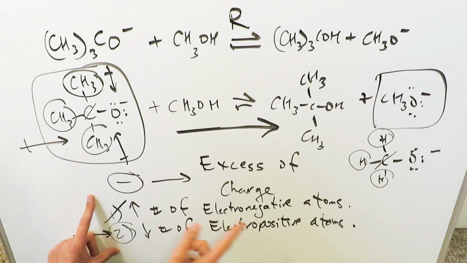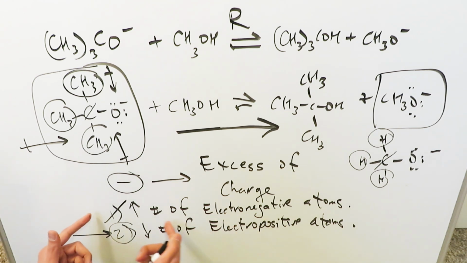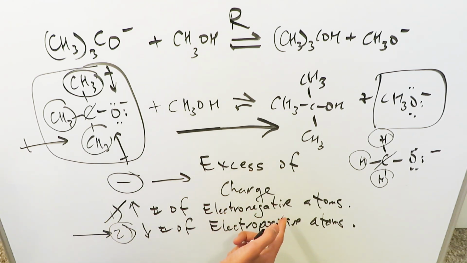Always remember this. For anions, your analysis is this. Either you have an increase in the number of electronegative atoms so you can suck that negative charge away, or you decrease the number of electropositive atoms so you don't add too much charge into it.